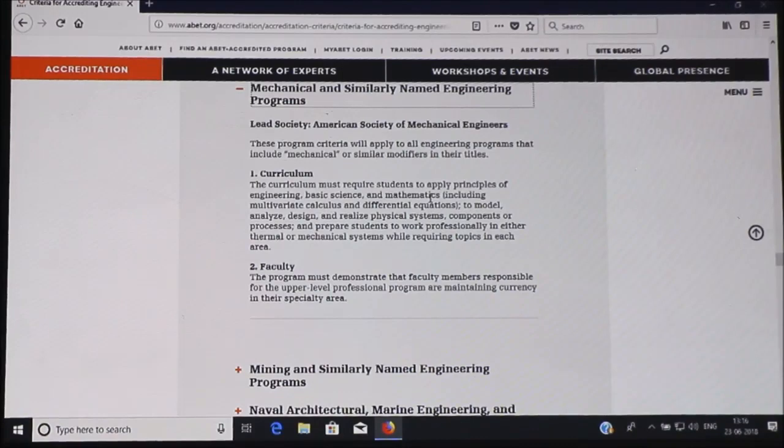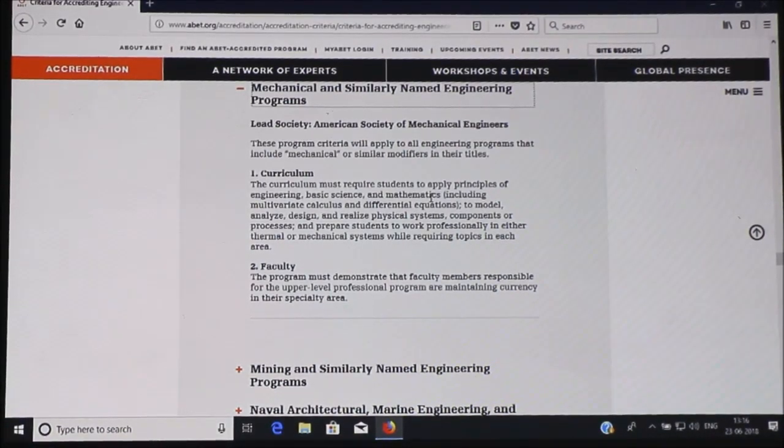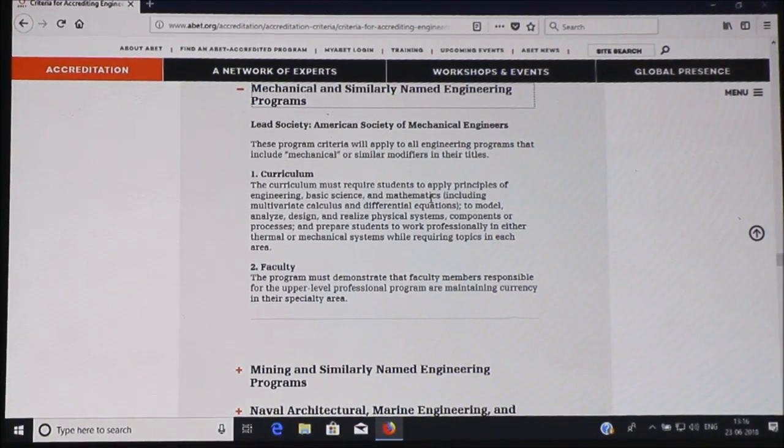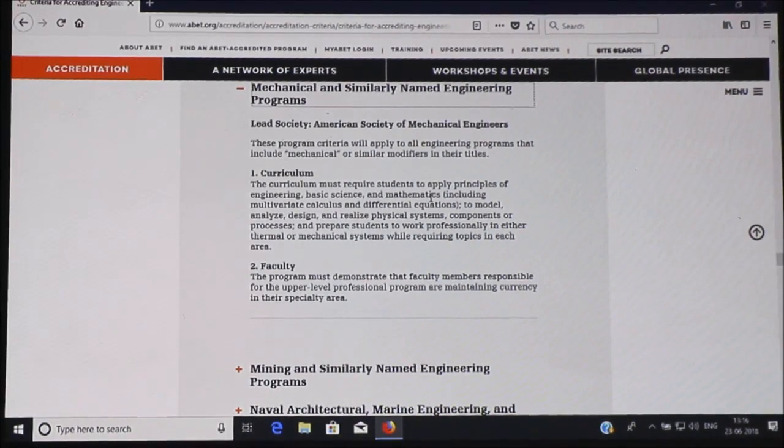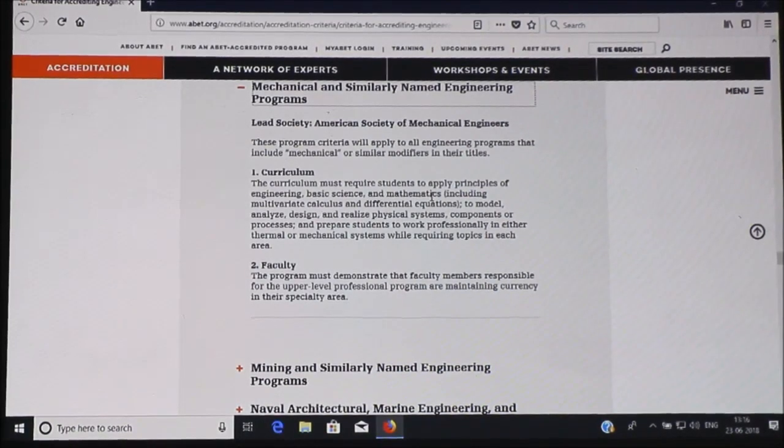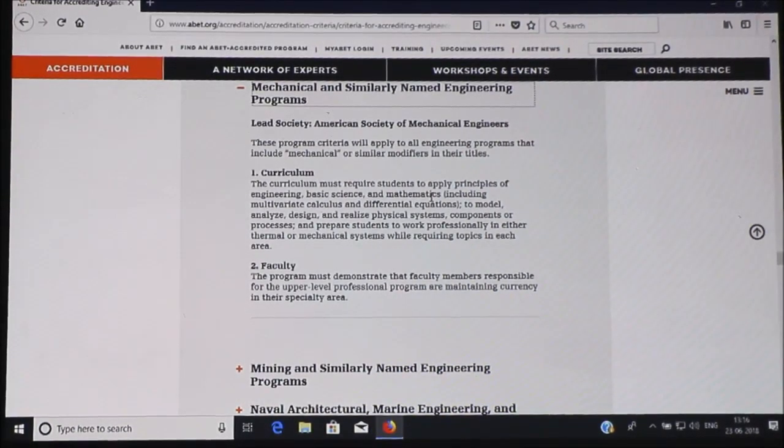Row-wise you put these, and on the right side you can put our curriculum for BE mechanical engineering, showing where these things specified by the American Society of Mechanical Engineers are dealt with in our curriculum. We have to prove it.